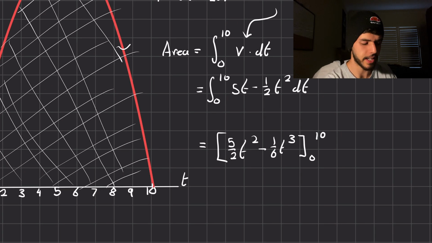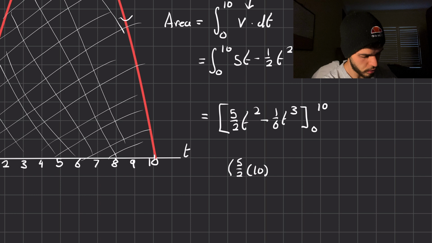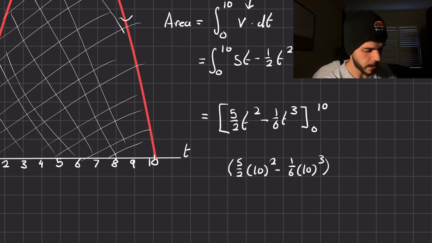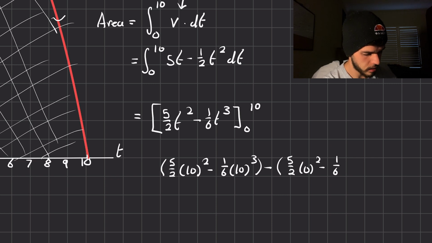And now we are evaluating, as I showed at the start, how you do with a definite integral. We now evaluate our function at our upper bound, which means just sub 10 in for our t. So we write, open bracket, 5 on 2, 10 squared, take 1 on 6, 10 cubed, close brackets. Subtract our lower bound. We write open bracket, 5 on 2, 0 squared, take 1 on 6, 0 cubed, close brackets.